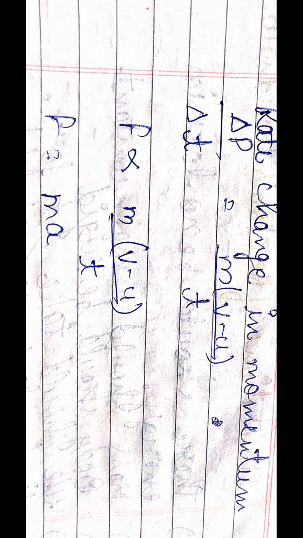Now rate of change of momentum which equals delta P by delta T. So mv minus mu by t, hence F is directly proportional to (mv minus mu) by t. So F equals m into a.